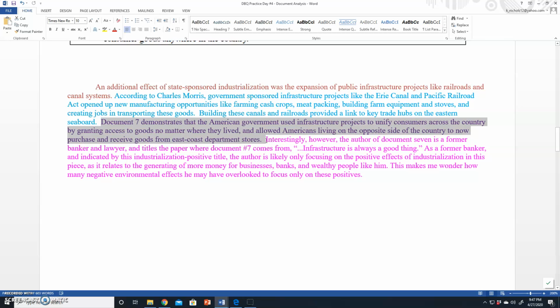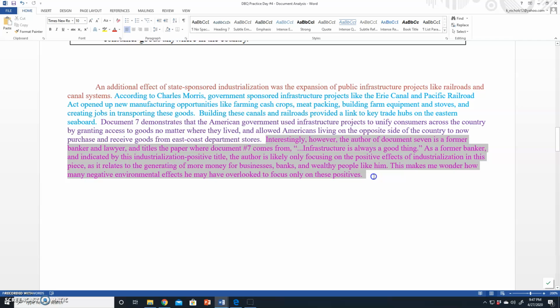Okay. With that being said, let's get right into the document analysis part. And I'm going to take it a sentence at a time. Sentence number 1, I'm going to read it and then break it down. Number 1: "Interestingly, however, the author of document 7 is a former banker and lawyer, and titles the paper where document 7 comes from, 'Infrastructure is always a good thing.'"